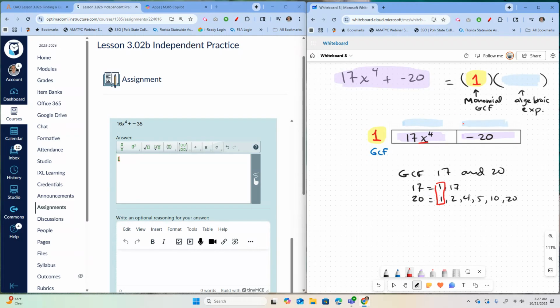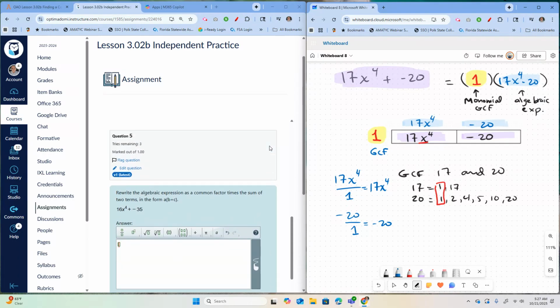And then what do I write on the top of each box? What I'm going to do is take what is inside of the first box, 17x to the 4th power, and I'm going to divide it by 1. And when you divide 17 by 1, you get 17. And you still have the same letter. So that's what goes on the top. Same thing is going to happen when you take negative 20. You divide it by 1. You're going to get negative 20. Okay, and that's what goes in the second box. And here's how you write that algebraic expression as a multiplication. Okay, let's go to problem number 6 now.